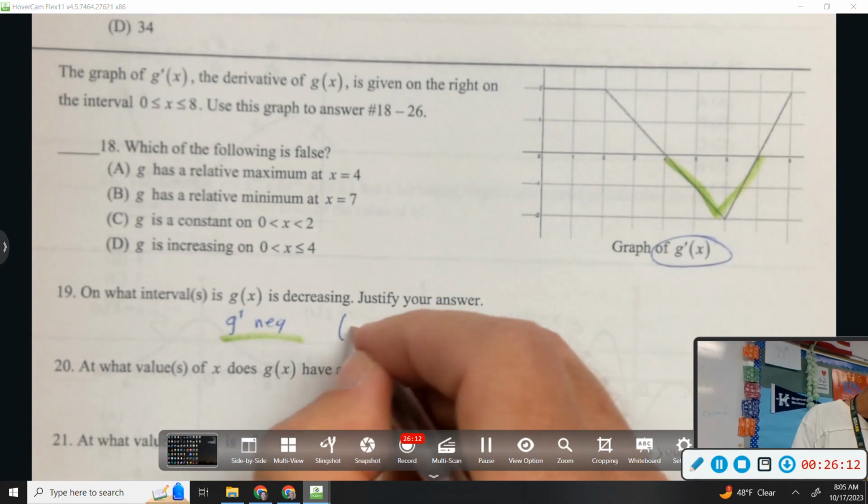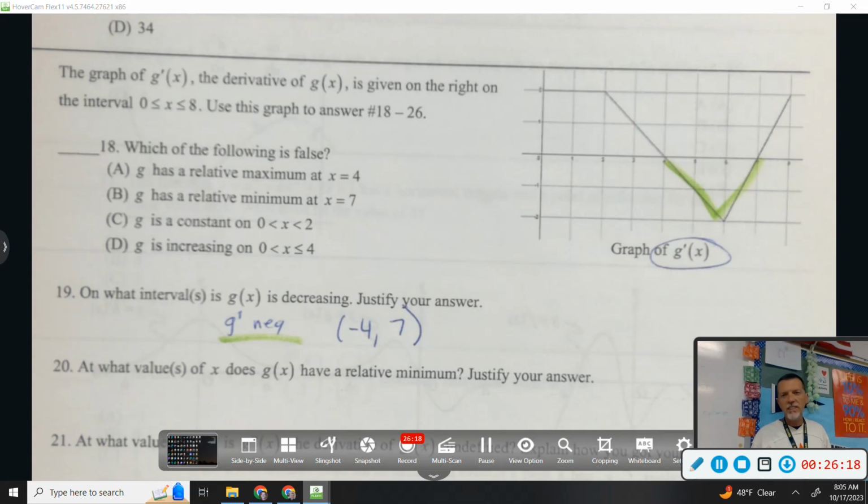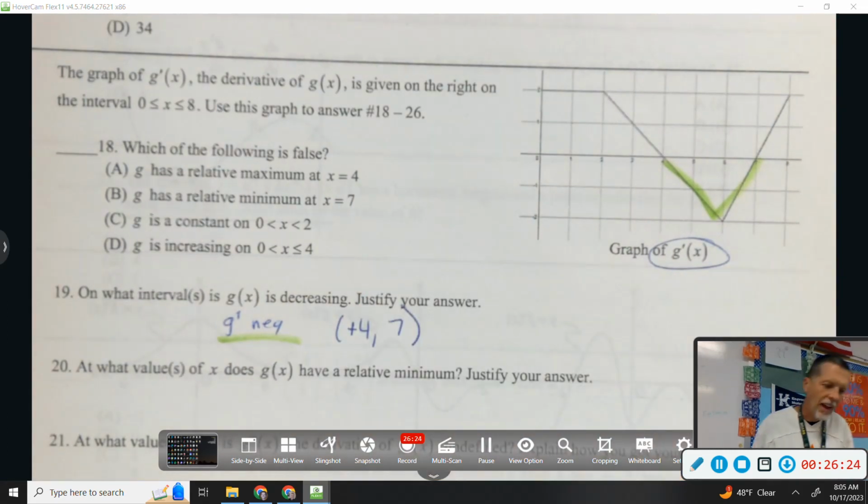So that would be from 4 to 7. The graph of g is decreasing. Isn't it just from 4? Sorry, I don't know why I said -4. -4 is not even on the graph. From 4 to 7.